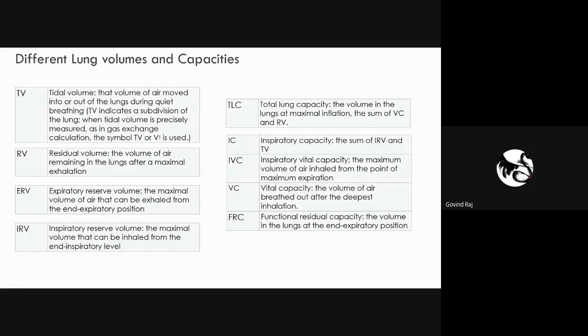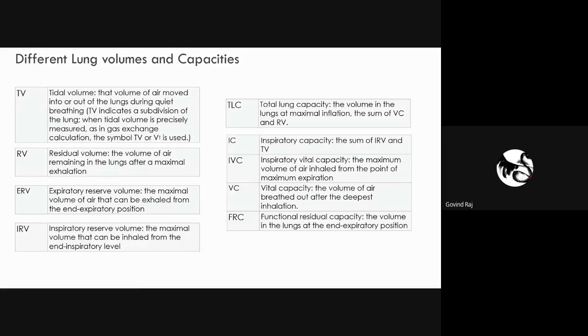Okay, and now we can say what is total lung capacity. So total lung capacity is the volume of the lungs at maximal inflation. It is the sum of VC and RV. Here VC means the vital capacity, and RV means residual volume. A residual volume is the amount of air that is left inside our lungs after a forceful expiration, and that plus the vital capacity.